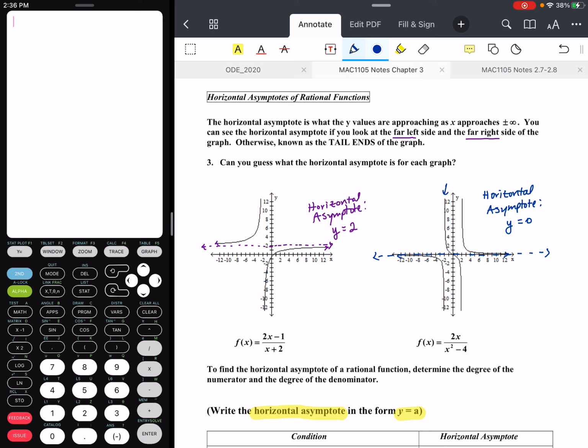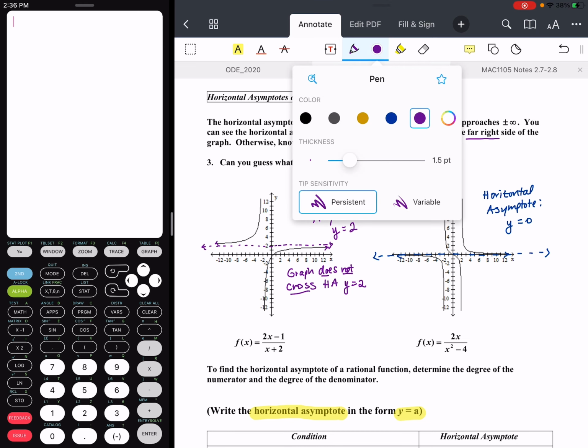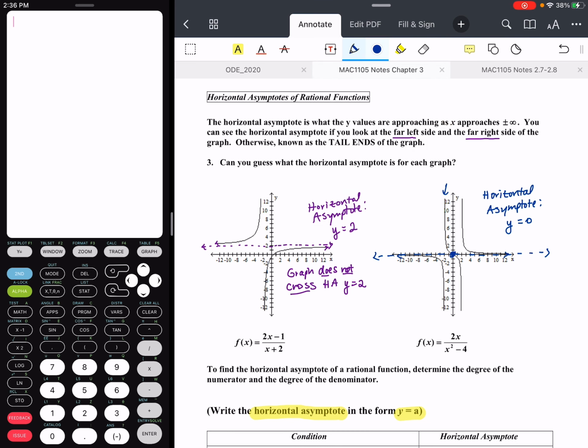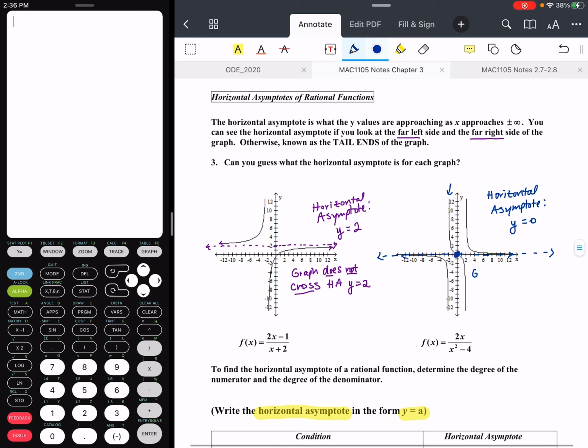I also want to point out that in the graph on the left, my graph does not cross my horizontal asymptote y equals 2. So the graph does not cross my horizontal asymptote. I'm going to call it HA, horizontal asymptote y equals 2. But if I look at my graph on the right, I can see right here at the origin, 0, 0, it looks like my graph passes through the origin, which means that my graph does cross. So my graph crosses the horizontal asymptote y equals 0.